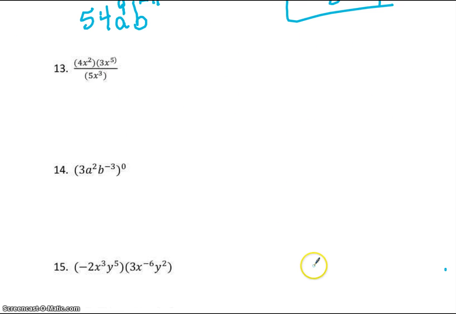13, and the thing with these is you've got to just do it one step at a time. Don't stress when they look a little longer, a little bigger. There's nothing major in this one, okay? Take care of the top first. You're just multiplying those. 4 times 3 is 12. X to the 2 plus 5 is 7. It's all over 5x to the third.